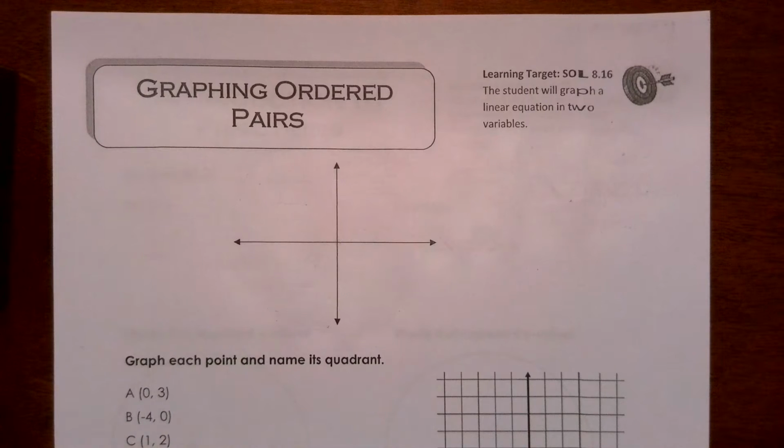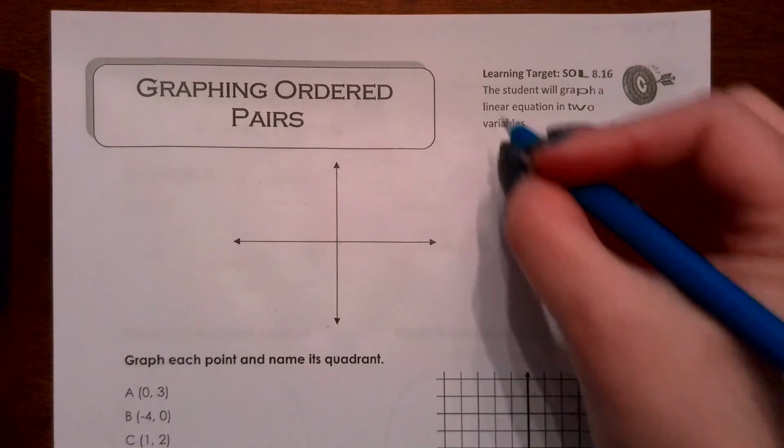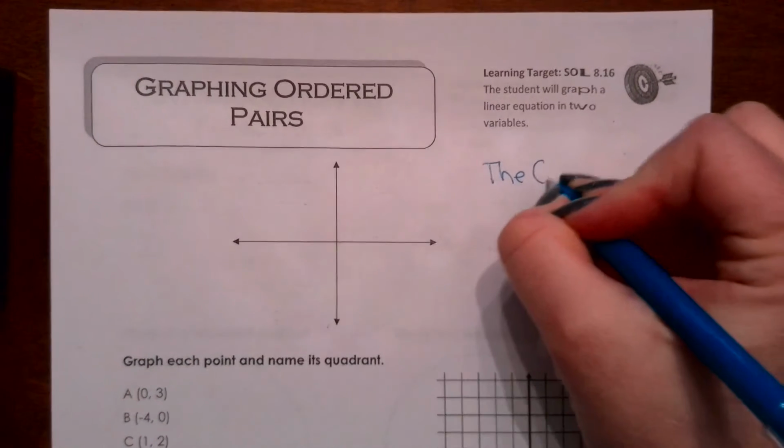Hello and welcome. You should be on page 32 of your quarter 2 pre-algebra notebook. In this video, we're going to be talking about graphing ordered pairs on the coordinate plane.